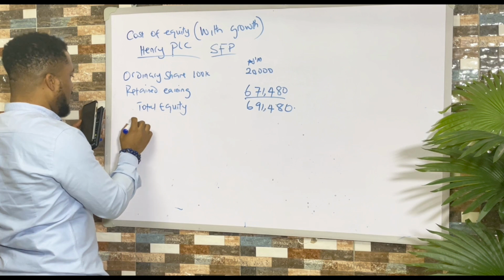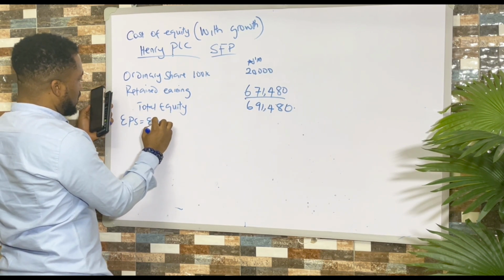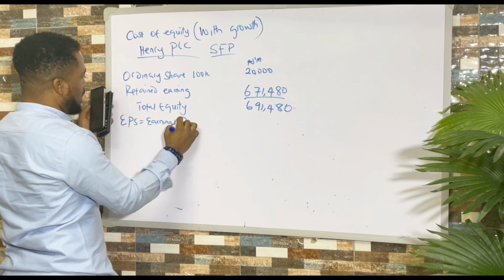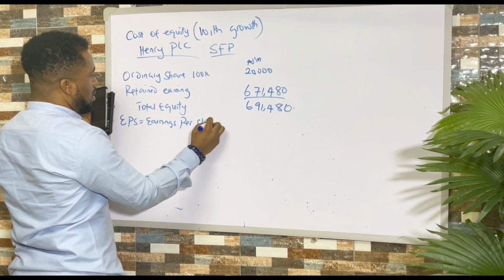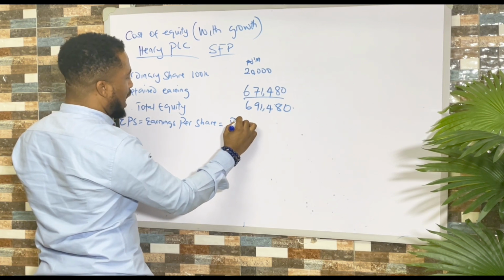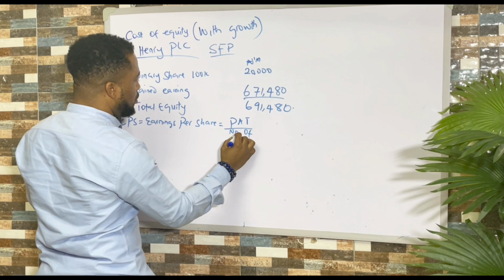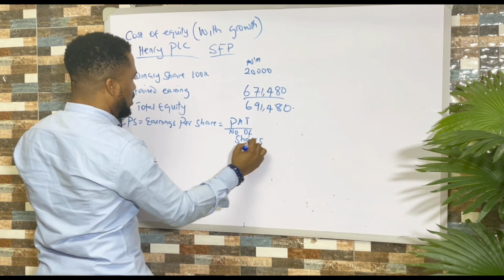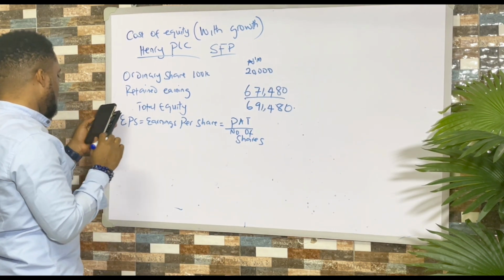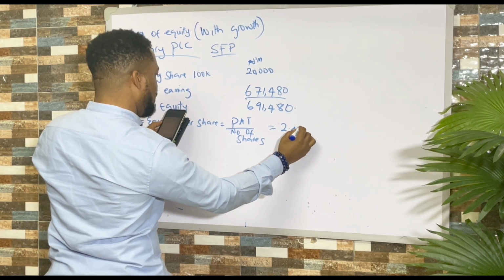What else do we have? We have EPS, earnings per share. EPS is calculated as profit after tax divided by number of shares. And the current EPS here, they told us, is 2.45 naira.